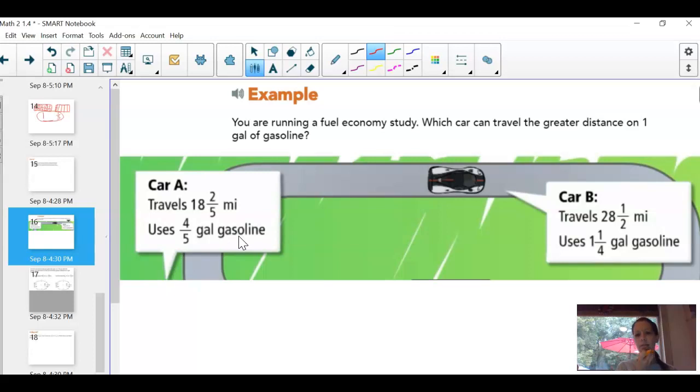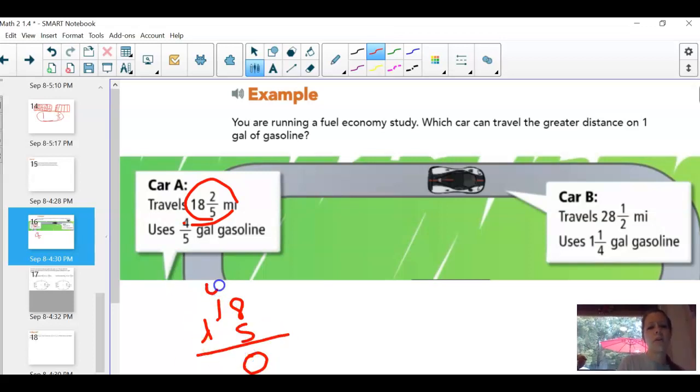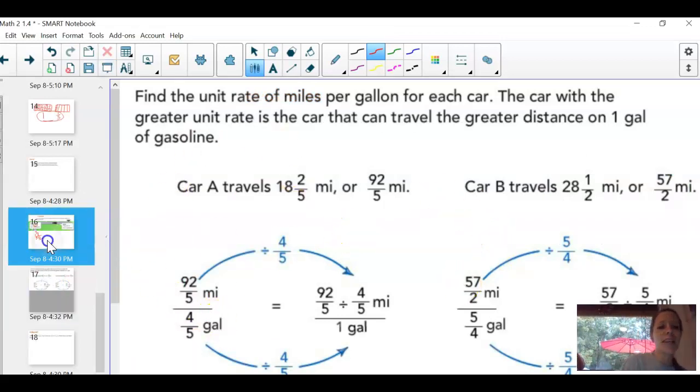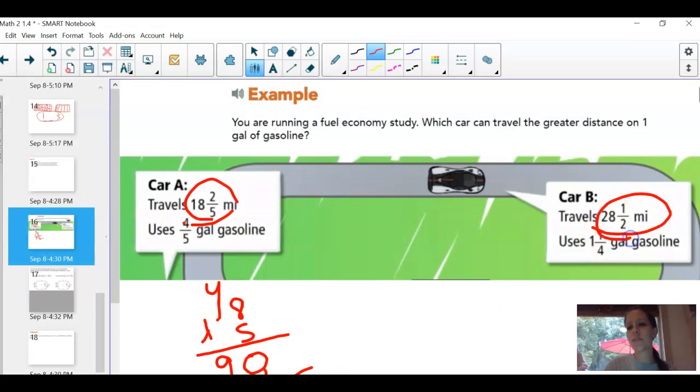Remember from the prior lesson, whenever I have a mixed number, which if you didn't do this, you should go back and restart it, I have to change it into an improper fraction. So 18 times 5, 0, 4, 90. 90 plus 2 gives me 92, so 92 over 5 miles. I'm going to do the same thing to this side because I have another mixed number.